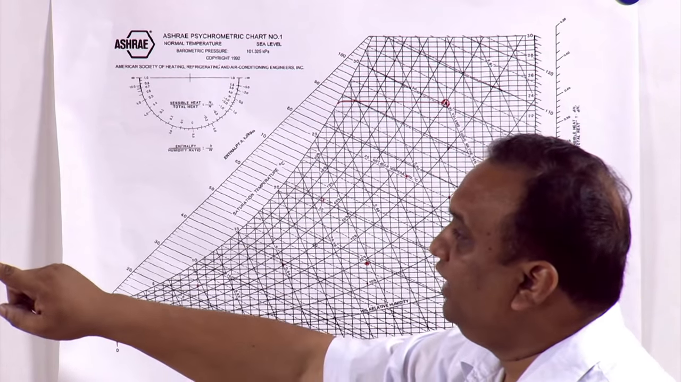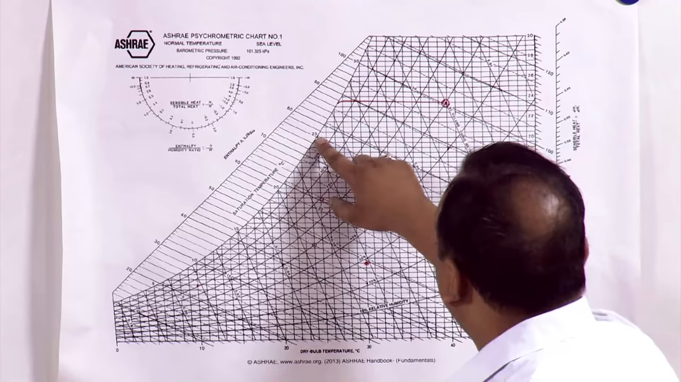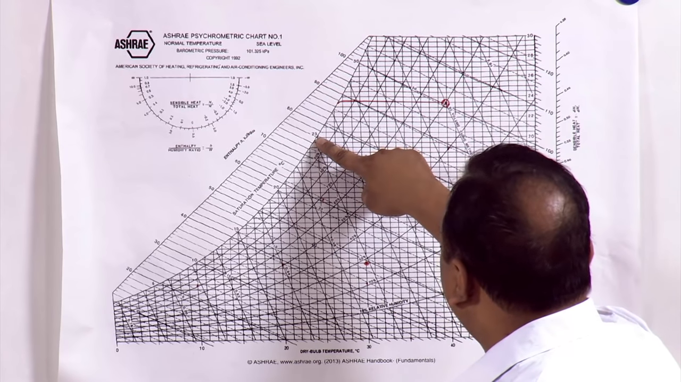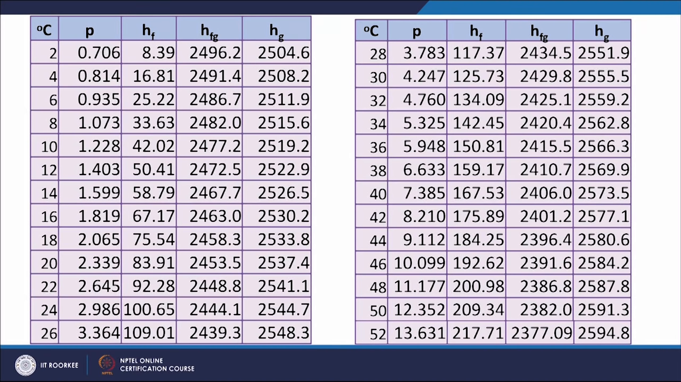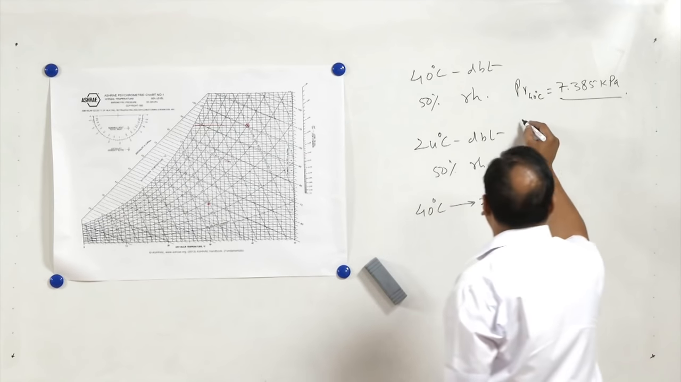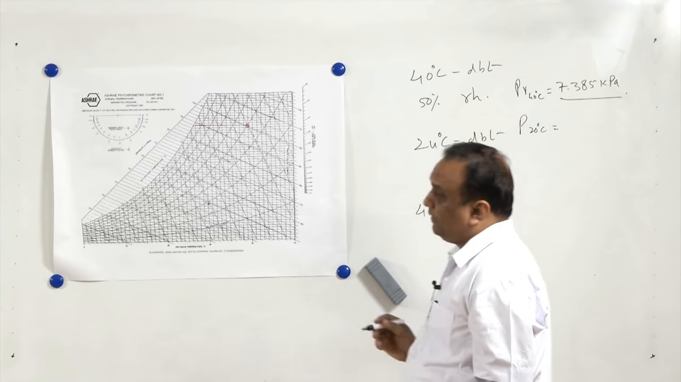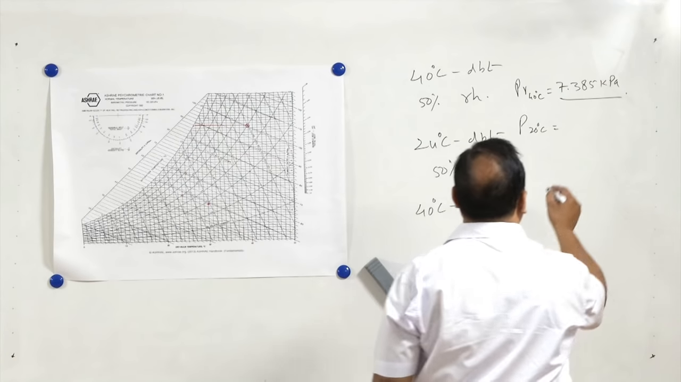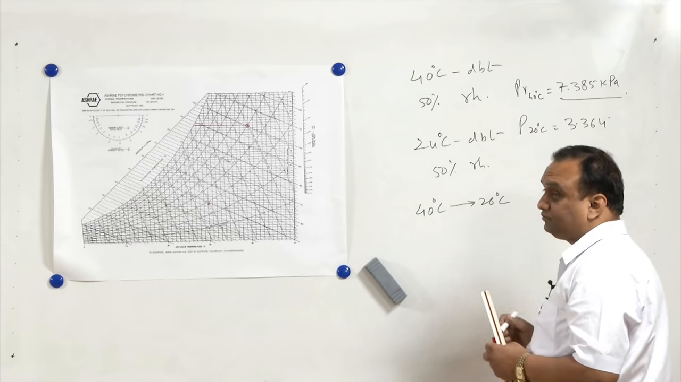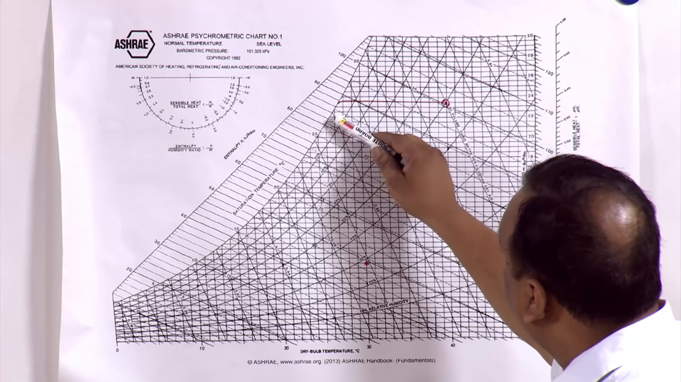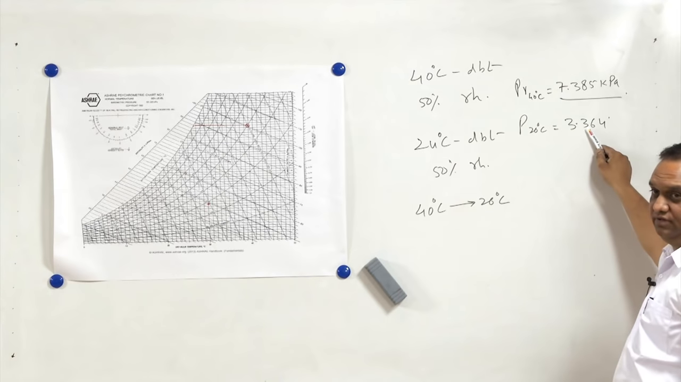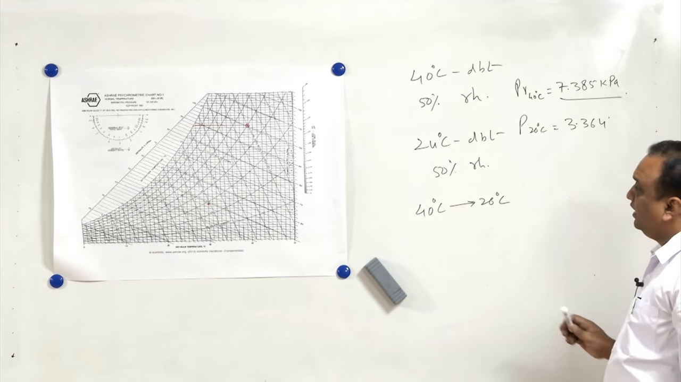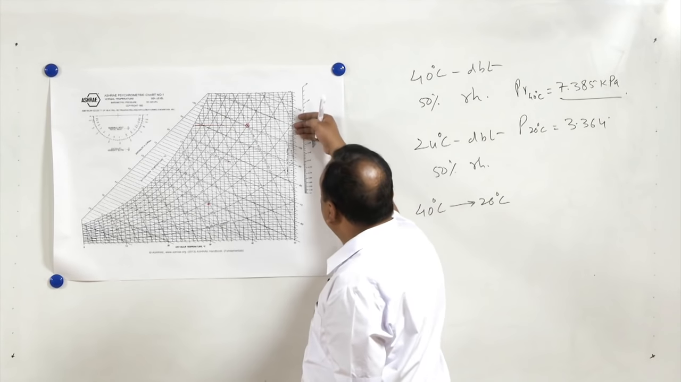Suppose we cool it to 30 or 25 degree. In this case we can go up to, let us say, 26. If we cool from 40 degree centigrade to 26 degree centigrade, the partial pressure at 26 degree centigrade is 3.364. So, the partial pressure of vapor has reduced. It means some of the vapor has been removed from the air, and that is visible from here also.